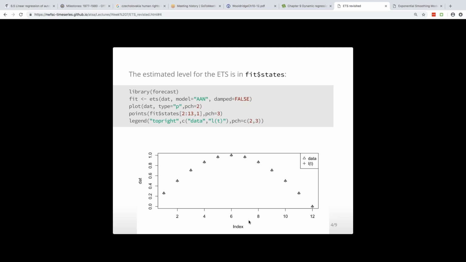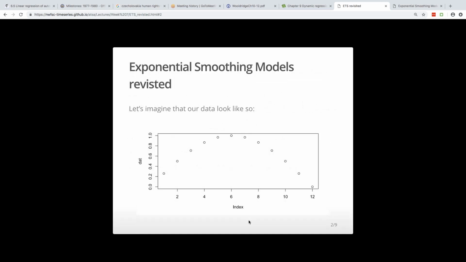And so I fit this ETS model. Like I said, the best level should just be the last data point. And you can see here's the data, and here's that level that it's estimating. Let's see, it's what your intuition tells you it should be. All right, well, let's think about now what the trend ought to be, though.